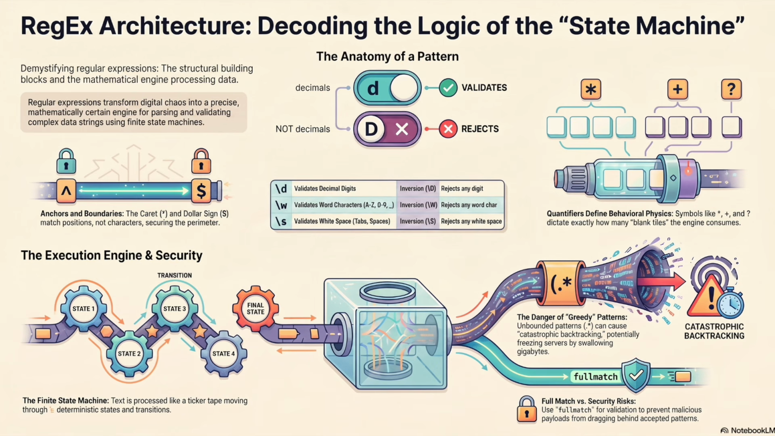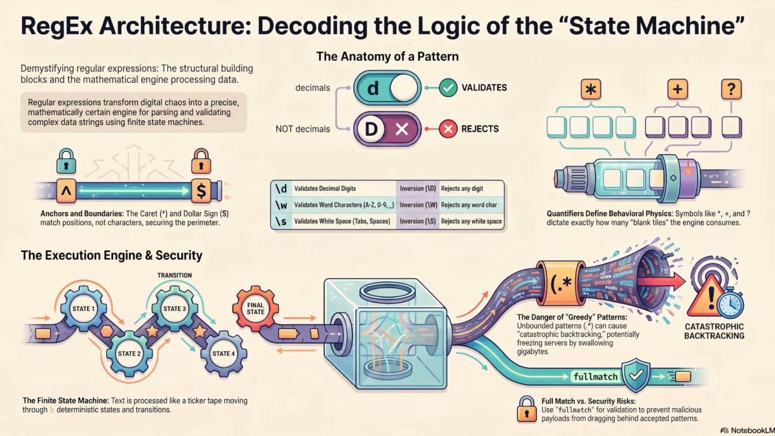Wait, positions in the void? That sounds like sci-fi. I mean, it kind of is. The caret matches the absolute start of the string, like the 0 index before the first actual character even begins, and the dollar sign matches the very end of the string, or the space just before the final newline. Okay, so this is how we prevent our search from just floating aimlessly. Like if I write caret apple, it anchors the pattern. It will only flag the word apple if it is the very first sequence of bytes on the line. Precisely. If the line says, "I ate an apple," the engine completely ignores it, because the positional requirement of being at the very start wasn't met. So the anchors secure the perimeter.